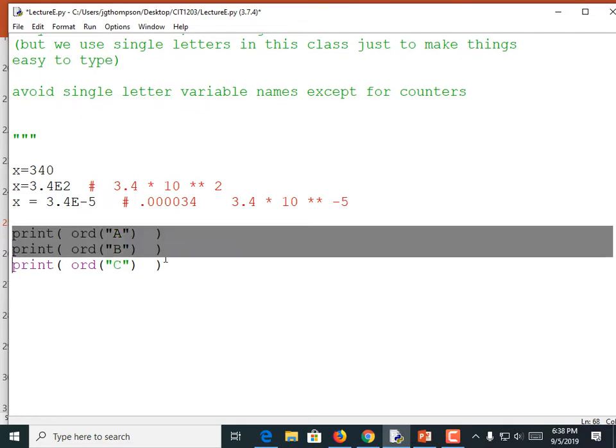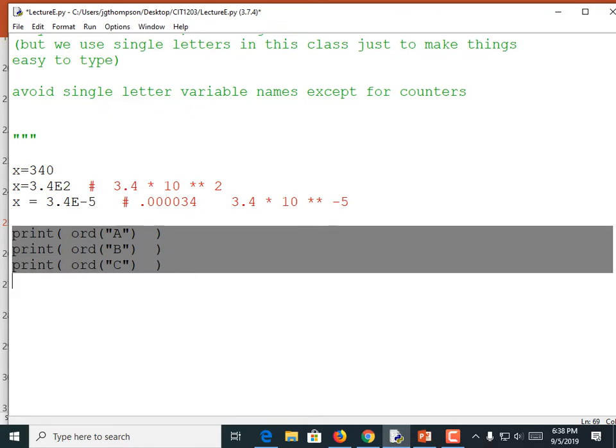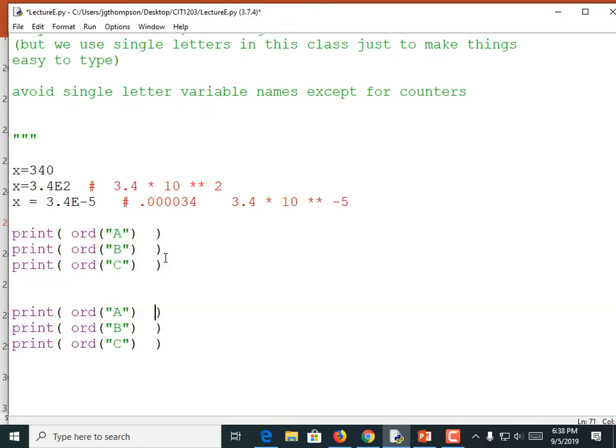Now why don't we print out some other things? So I'm just going to copy and paste that and just put in whatever you want, whatever single character in here. How about a space? Or how about a question mark? Or a lowercase a?